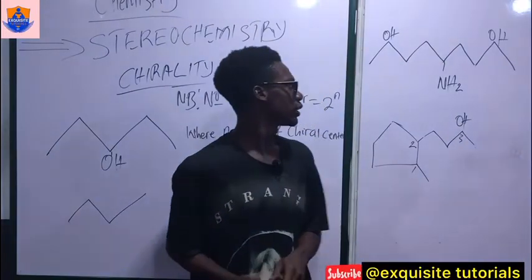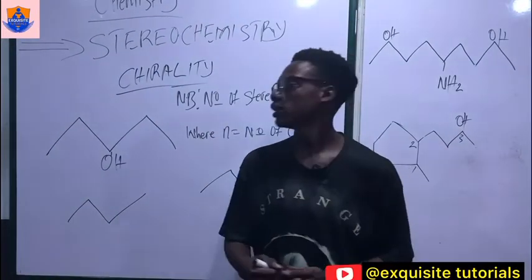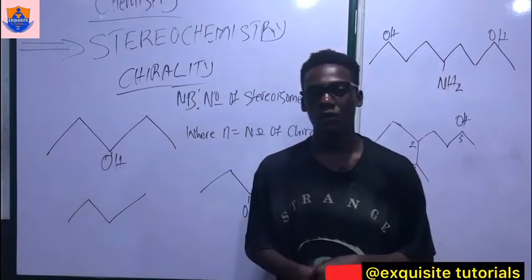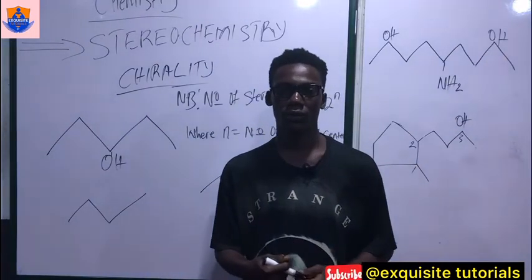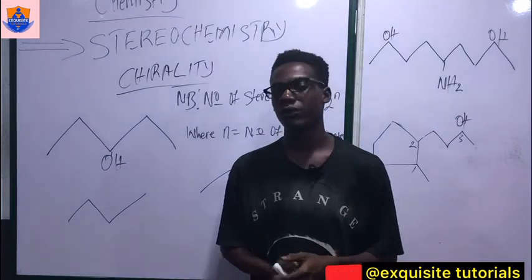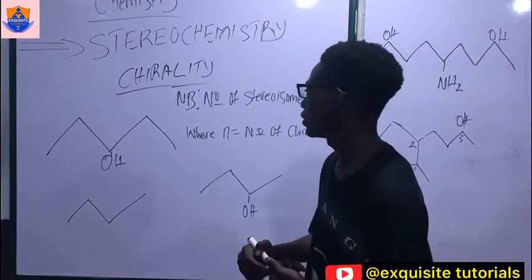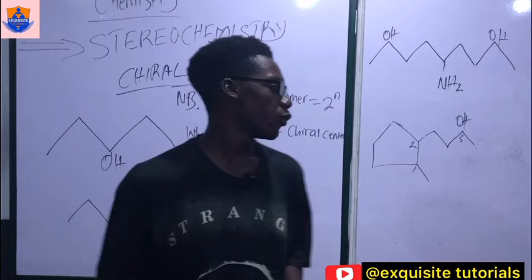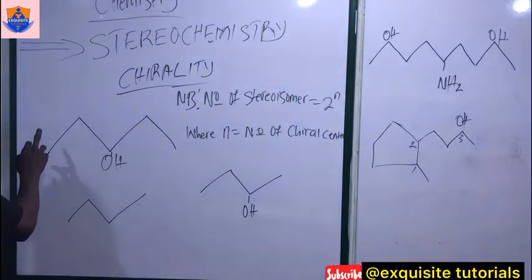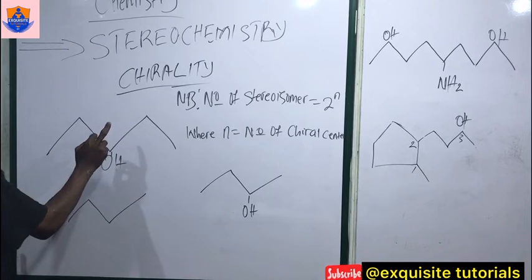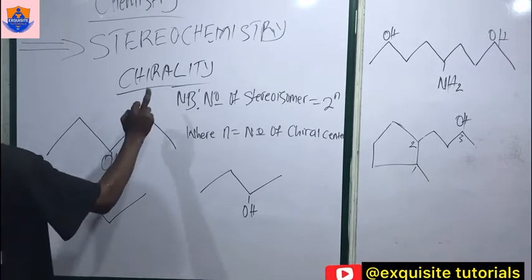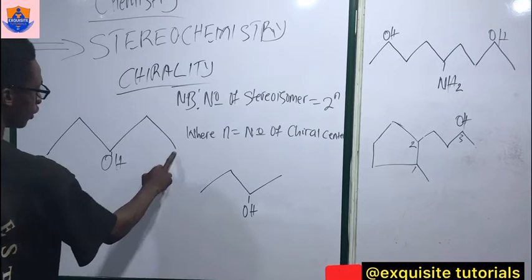Let's talk about chirality. I just said chiral carbons or chiral compounds are compounds that contain four different groups on it. So a chiral carbon is a carbon that contains four different groups on it. So now let's take a look at this one here. We have CH3, CH2, then a carbon is CH, then a CH2, then a CH3.